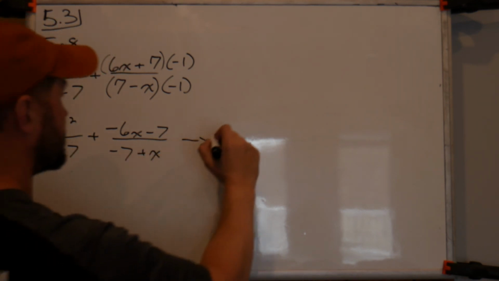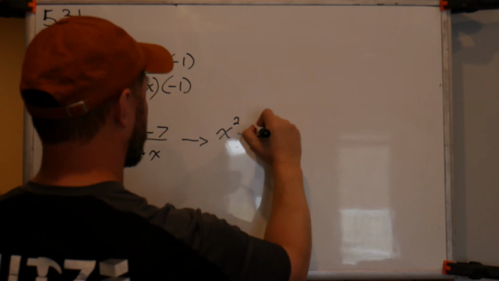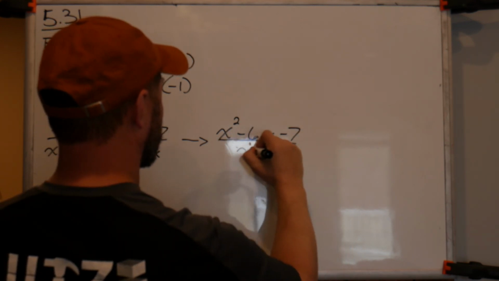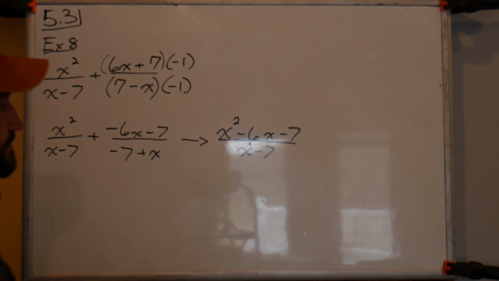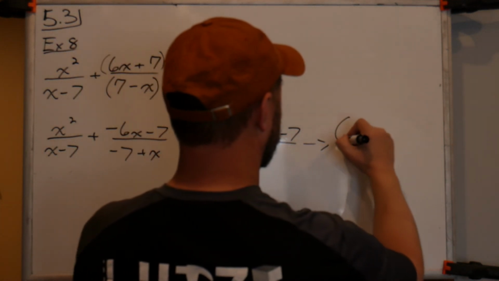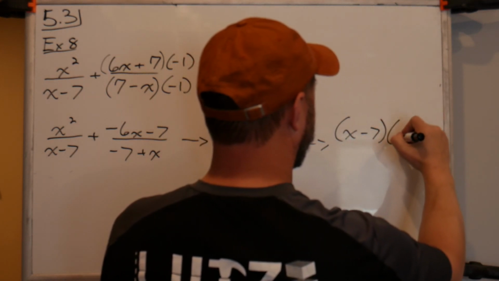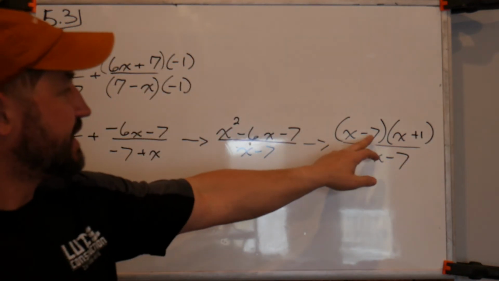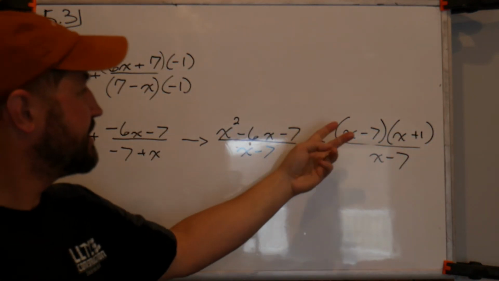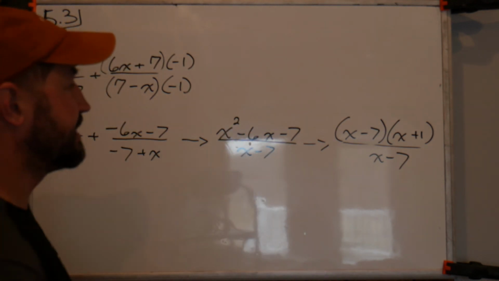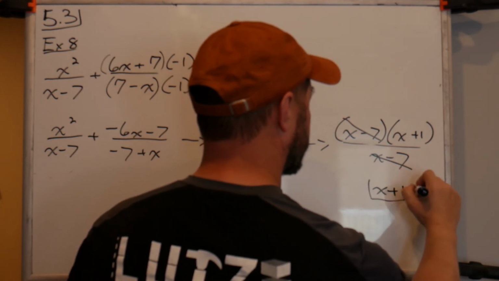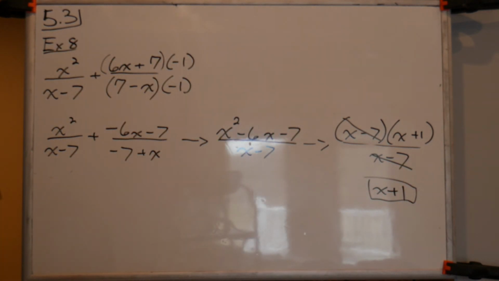So now what I can do is simply add right across: x squared minus 6x minus 7 all over x minus 7. And then I factor this piece out. And I get a negative 7, positive 1 gives me a negative 7. 7 and 1, there's a difference of negative 6. So then I just take that away, and my answer is x plus 1. And that one's done. That was pretty quick. And then they give us another quick one too.